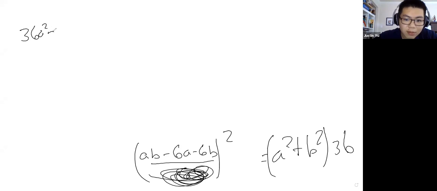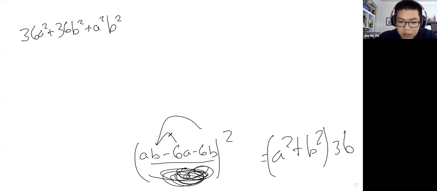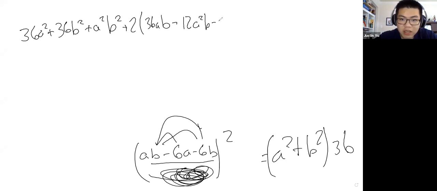36a squared plus 36b squared plus a squared b squared. And then we have to combine each of these products twice. It's going to be plus 2 times 36ab minus 12a squared b minus 12ab squared. I just expanded this. You would get the same thing if you did FOIL.